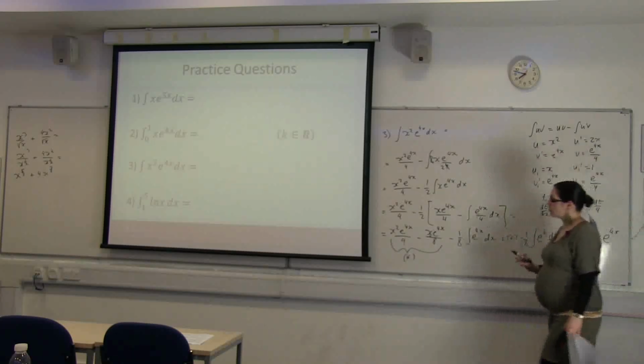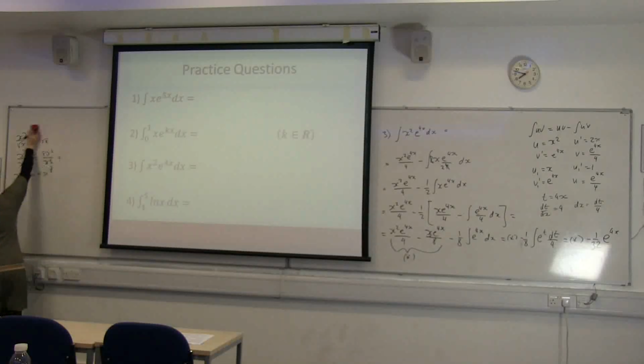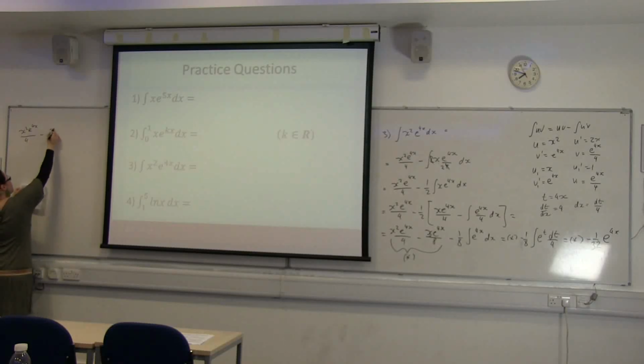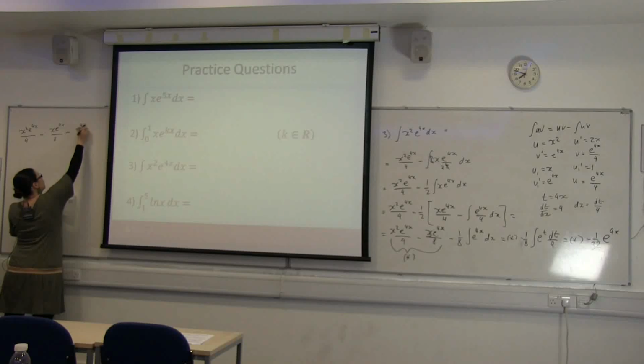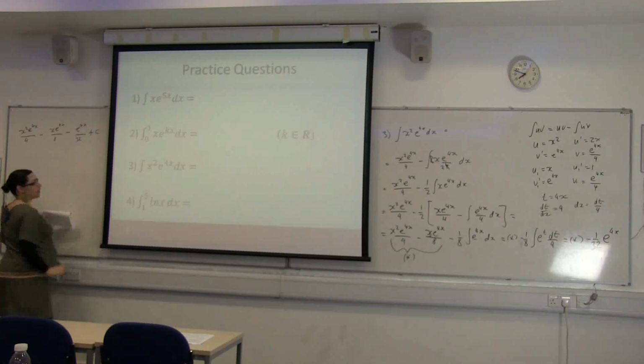So the final answer to this integral, just so everybody has the whole thing written out, is x squared e to the 4x over 4 minus x times e to the 4x over 8 minus e to the 4x over 32 plus c.